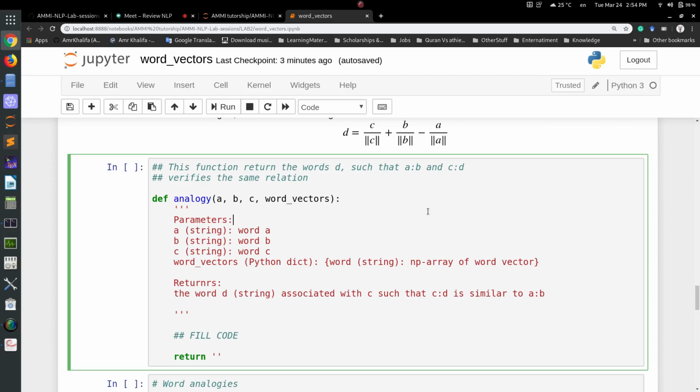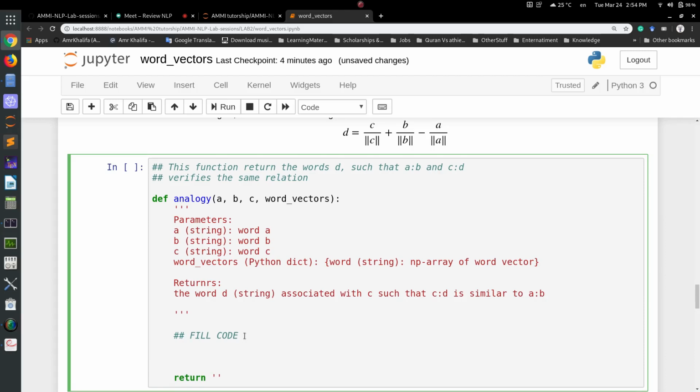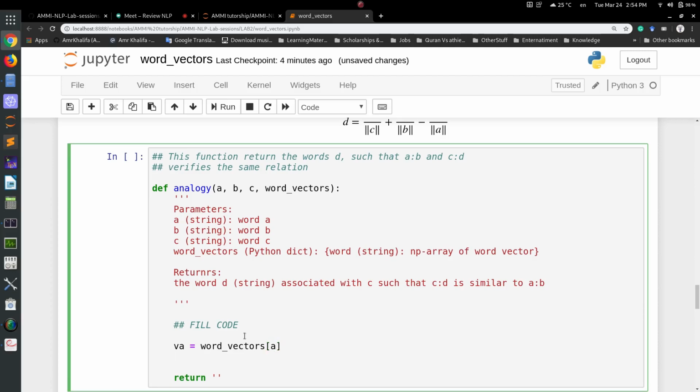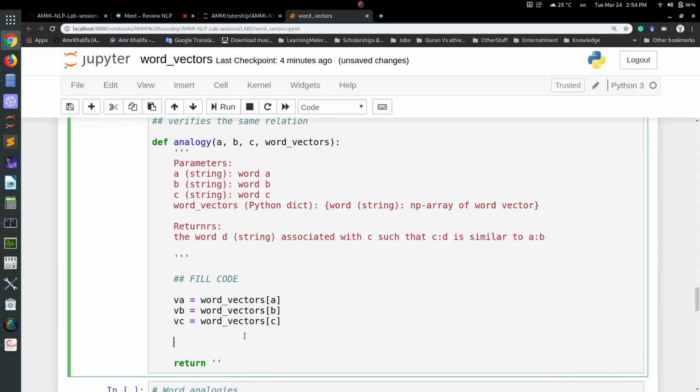So we're going to find the word vectors that has the highest cosine similarity of the outcome of the equation. Here, what we'll do is first we'll get the word vector of A, so VA equals word vectors of A, VB equals word vectors of B, VC equals word vectors of C, and then we're going to divide each one by its norm.